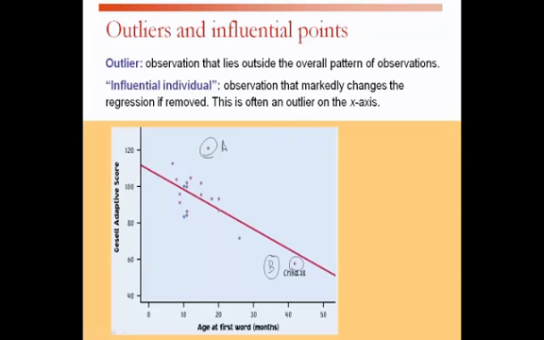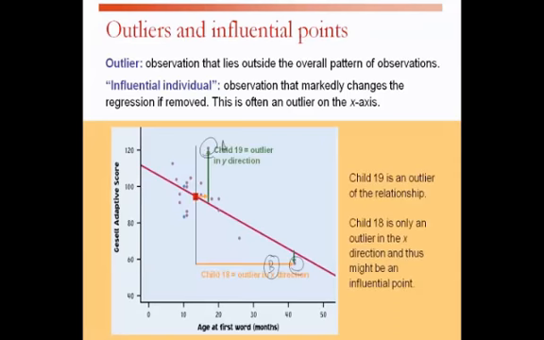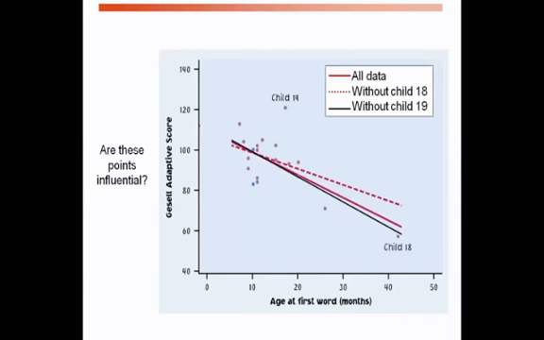What if I remove point B? Will that change the line? Yes. Very good. Can you notice that point B is actually pulling the line towards it? Because it's so far along the x-axis, its influence on the line is much greater. So if I were to remove point B, see what happens. All the data gives this solid line. If I remove point B, I get this line. Look at how much the line changed.